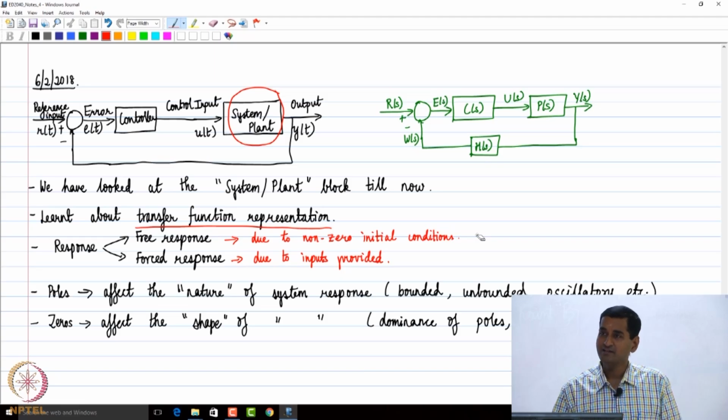And second, if we design stable systems, there is going to be a component due to the non-zero initial conditions, but those will decay to 0 as time progresses. We'll revisit this part when we do a few examples. Let me repeat that statement once again. Suppose you have a system's response comprising the free response and the forced response.